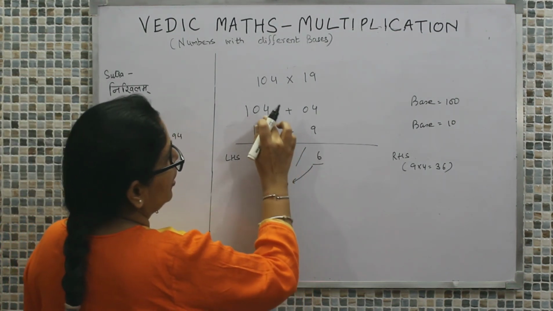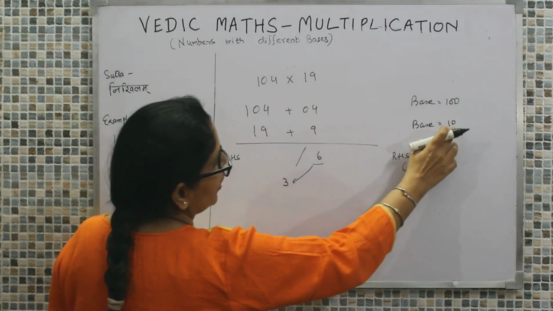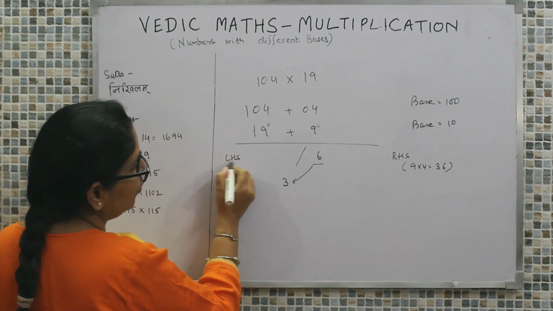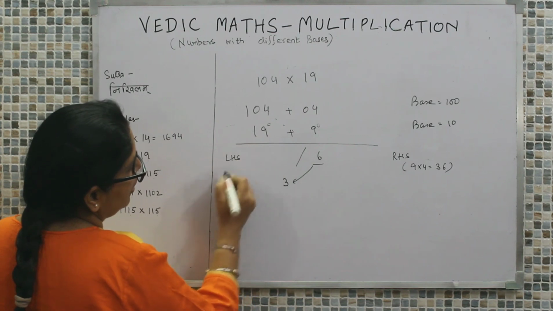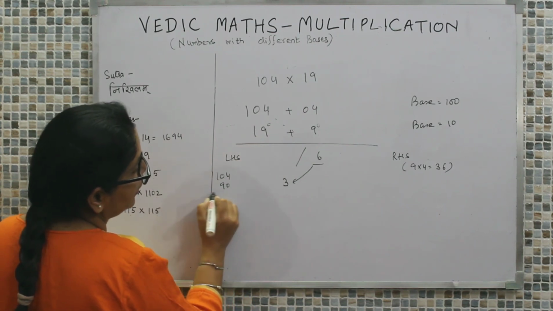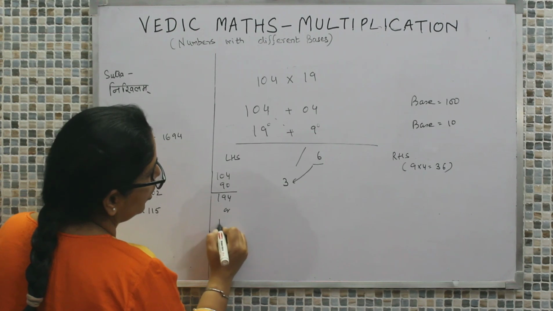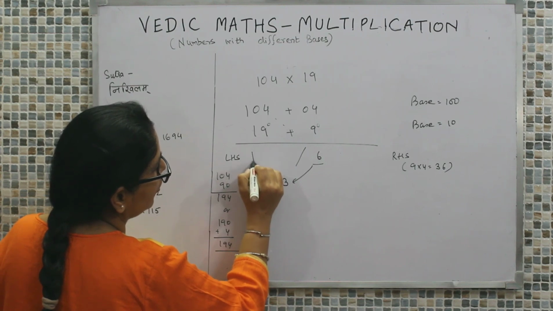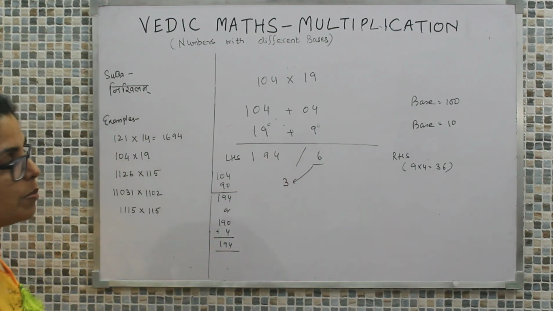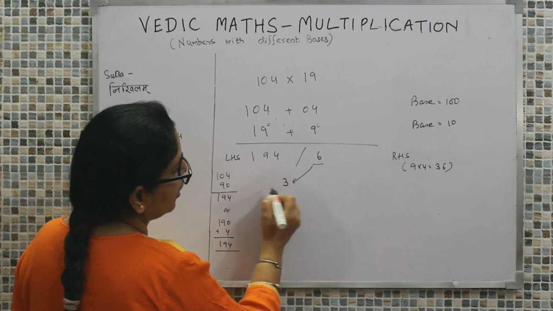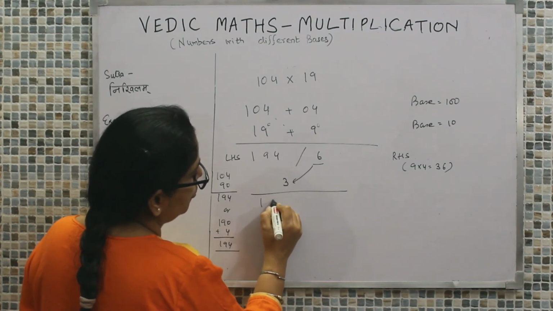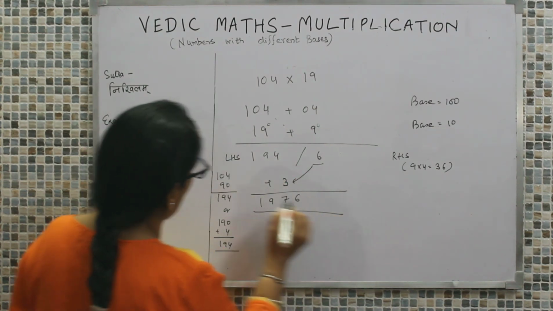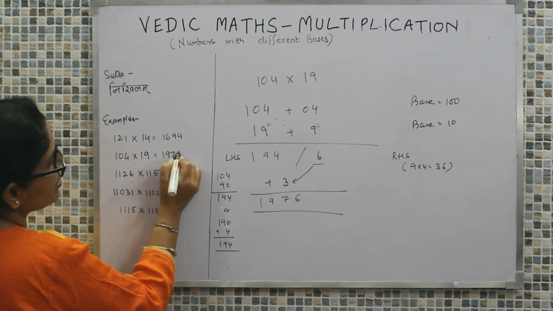Now as we have seen, here the base value is 100 and here the base value is 10. Simply append a small 0. For the LHS, the calculation will be 104 plus 90, so that is 194, or 190 plus 4, that is 194. So we have 194 for the LHS part. Now the overflow we have got from the RHS was 3. We add it over here: we have 1, 9, 4 plus 3 is 7, and 6. So the answer is 1976.